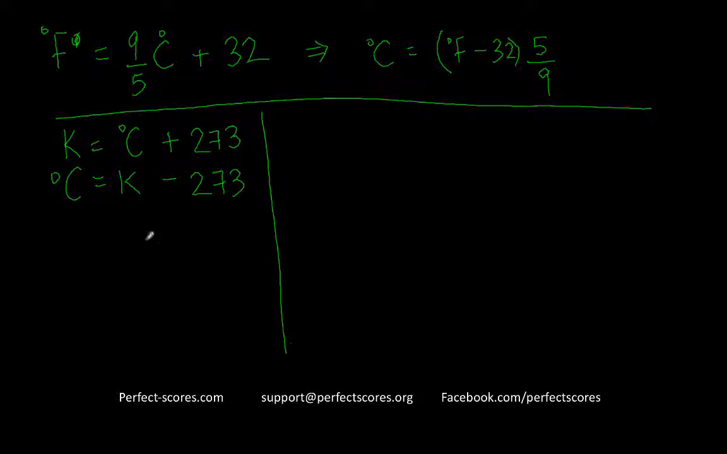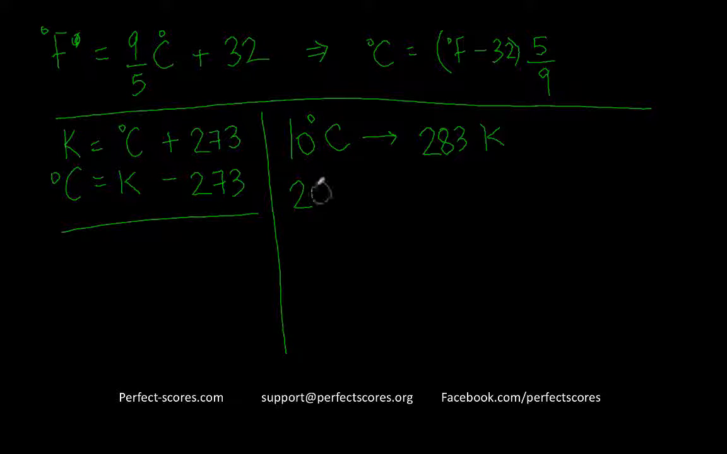So let's do a little bit of practice using this information. How much do you think 10 degrees Celsius are going to be in terms of Kelvin? What you need to do is simply add 273. So it's going to be 283 Kelvin. What about 200 Kelvin? How much is that going to be in Celsius? You simply subtract 273 from that and you get the answer as minus 73 degrees Celsius.